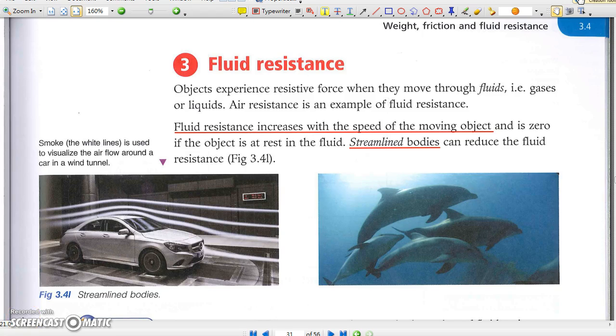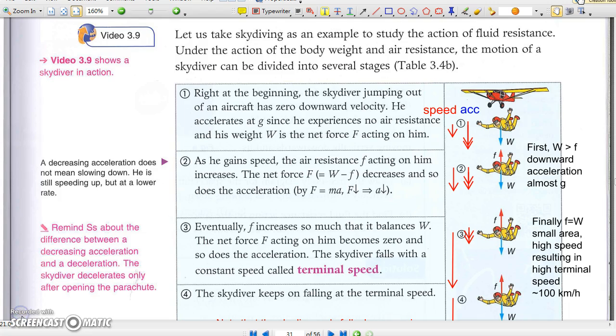Three. Fluid resistance. Fluid resistance is a general term that includes air resistance, water resistance, and even resistance force when a metal ball falls in an oil column. Fluid resistance increases with the speed of the moving object, and also the shape and cross-sectional area of the moving object. Streamlined bodies may reduce fluid resistance.